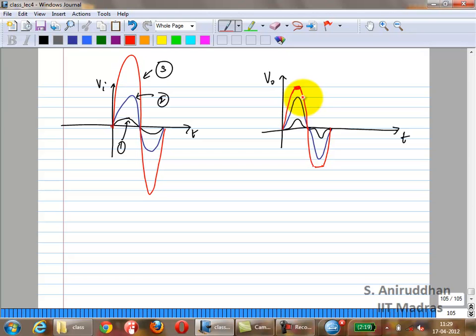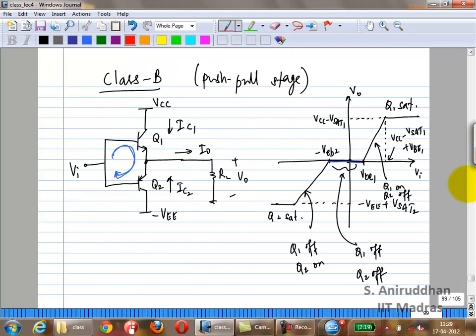How do you get rid of this crossover distortion? Insert a diode. Insert a diode where? Here, in the loop somewhere. Will one diode do? You need two diodes. Suppose you insert two diodes in the loop, which have VBE on all the time. What will happen? Instead of having the restriction VBE1 plus VBE2 is 0, you will have VBE1 plus VBE2 is 2 VBE on all the time. Correct? And as long as those two VBE ons are constant, you will never get this crossover distortion.